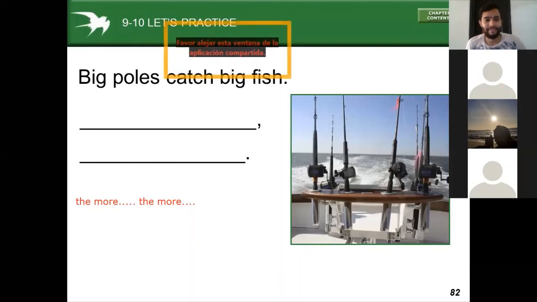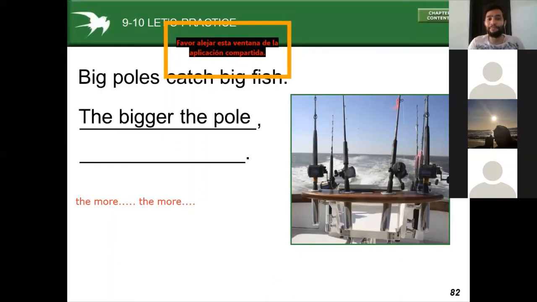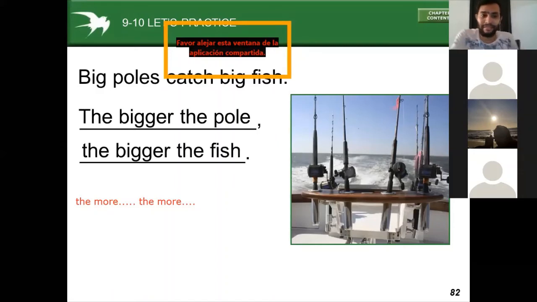The bigger the pole, the bigger the fish. Entre más grande la caña, más grande el pescado, right?